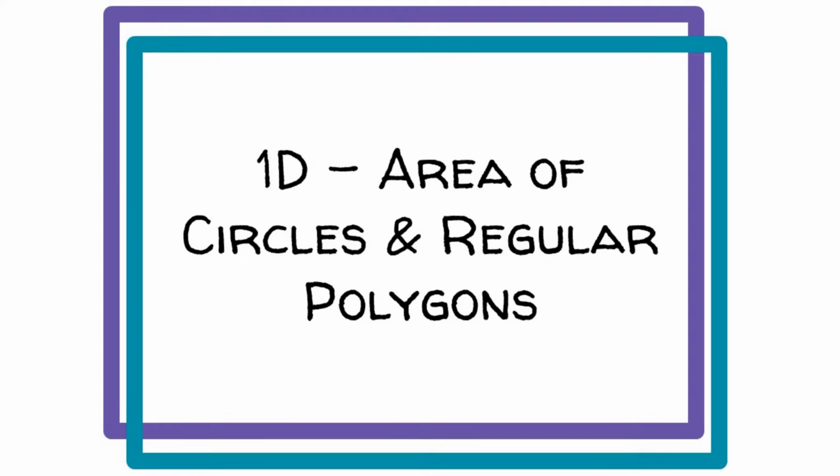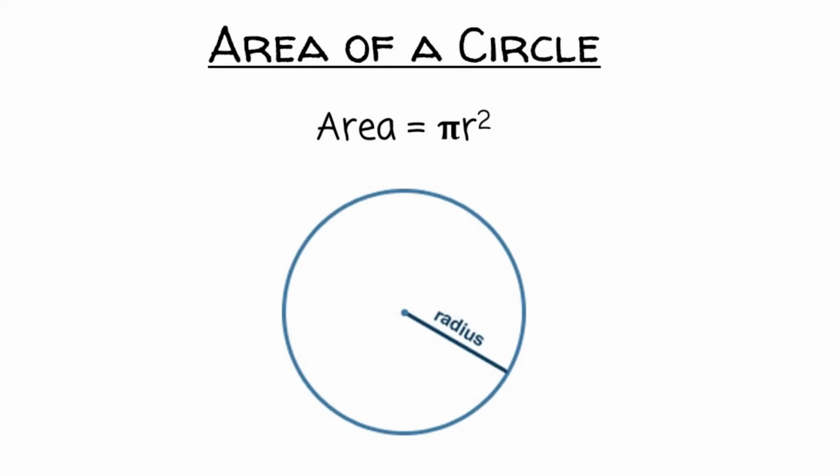We're going to look at the area of circles and regular polygons. So our formula for area is pi r squared, or pi times the radius squared.